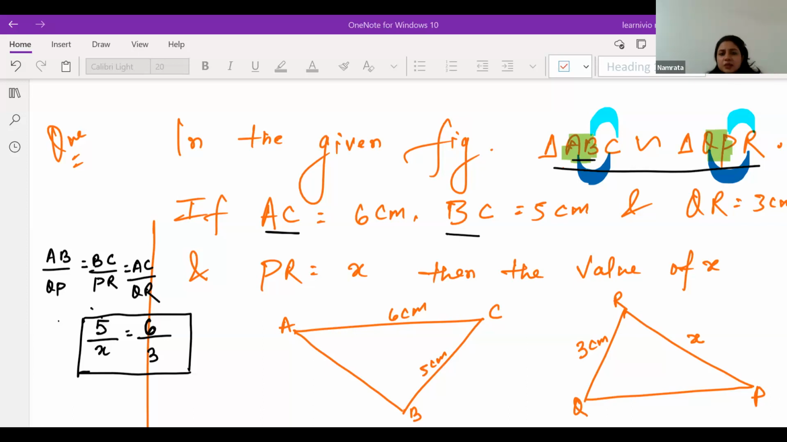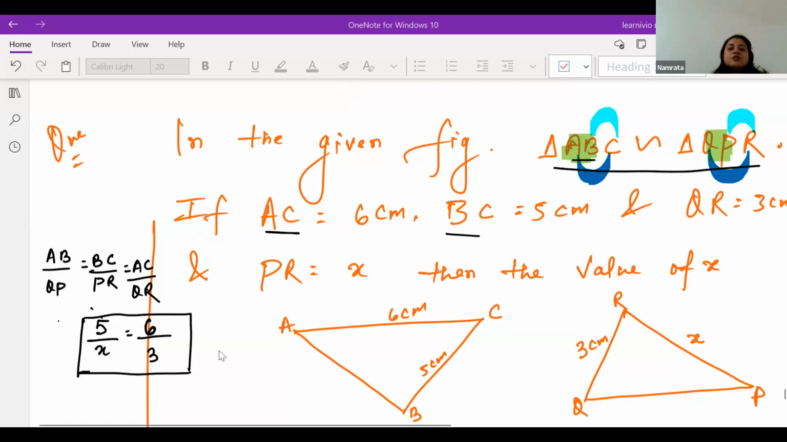Is it taking that much time to calculate the value of X from here? Write it quickly in the chat box, or you can unmute yourself and say. Jasleen, Kiran, who is there? I told Madiha. Ma'am, yeah, I got 2.5. Everyone getting 2.5, right? 2.5 is the right answer.